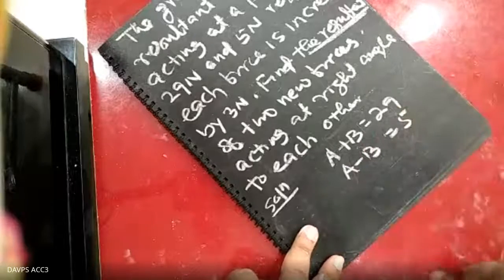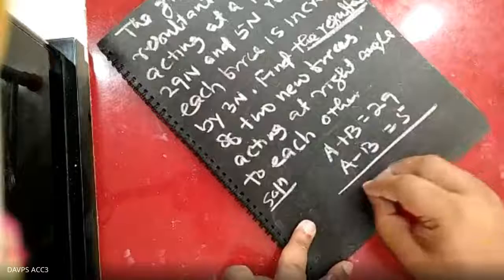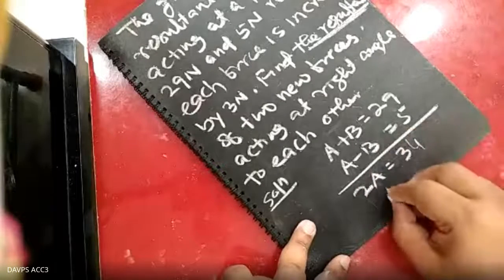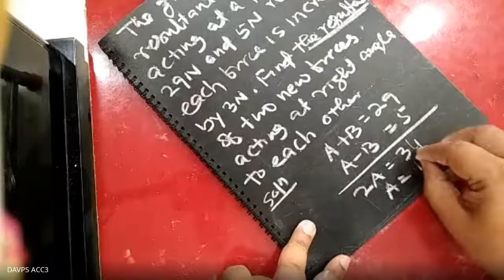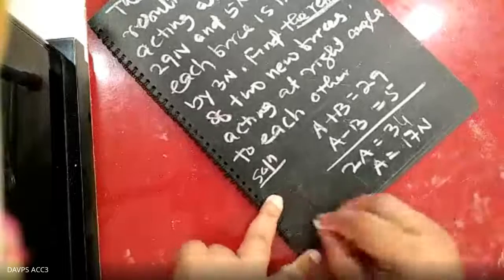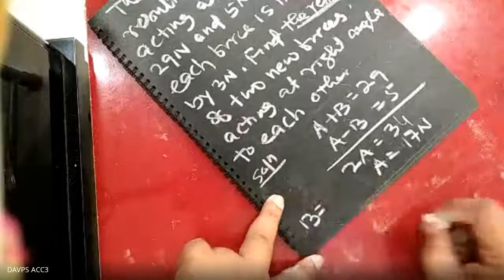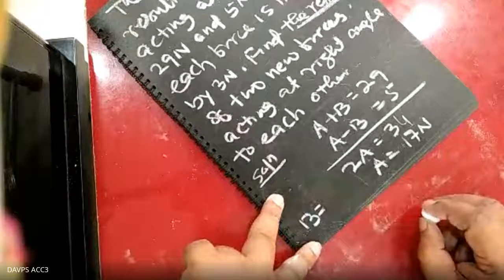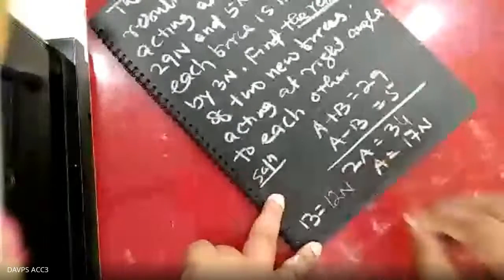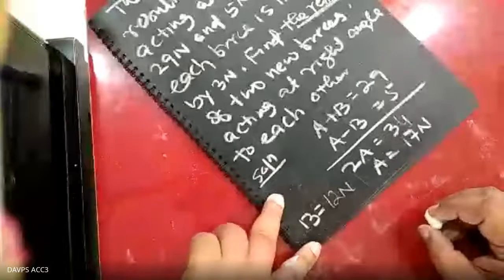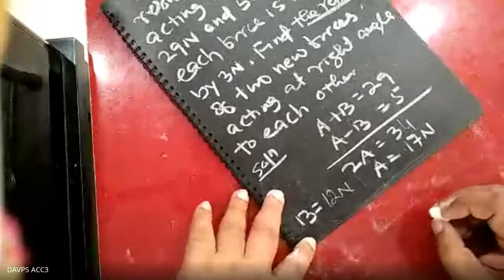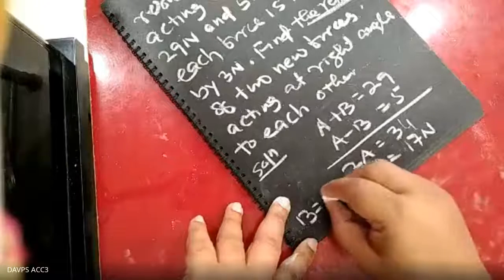You know from class 10 how to solve it. 2A equals 34, and A equals 17 Newton. Easily calculated: A equals 17 Newton. And B will be equal to 12 Newton. So you are getting A equal to 17 Newton and B equal to 12 Newton.